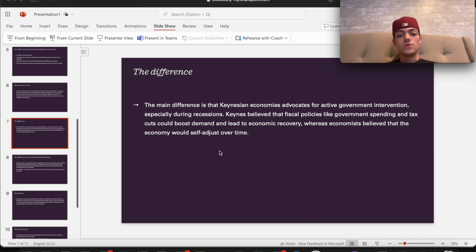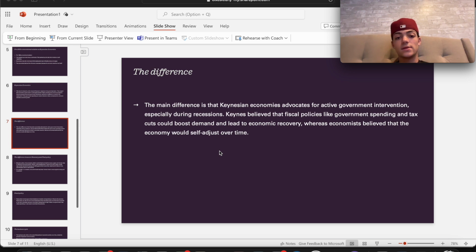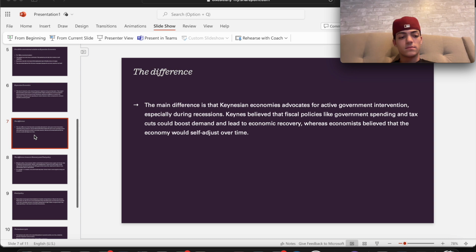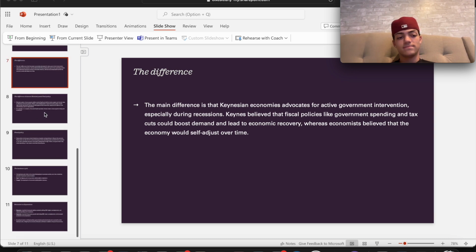The difference between the two. The main difference is that Keynesian economics advocates for active government intervention, especially during recessions. Keynes believed that fiscal policies like government spending and tax cuts could boost demand and lead to economic recovery. We've seen that before in the last couple of years when everybody was trying to get back to work and trying to restore the market. Whereas classical economists believed that the economy would self-adjust over time, which doesn't really work because then it gets all messed up.